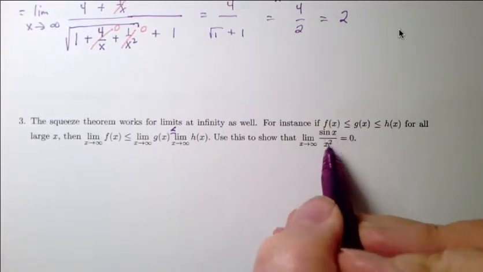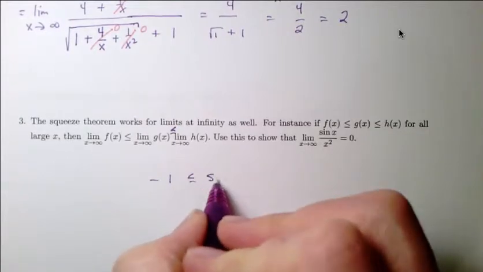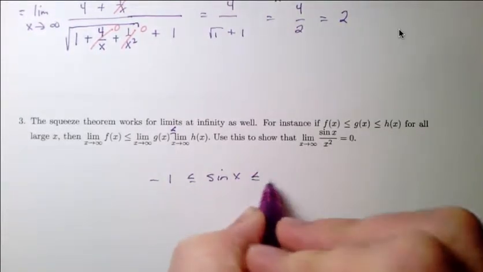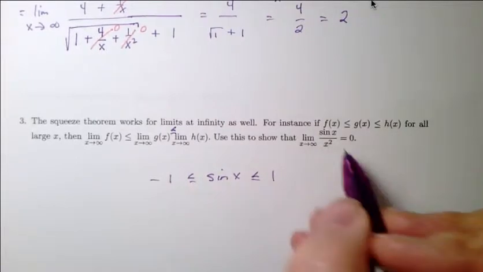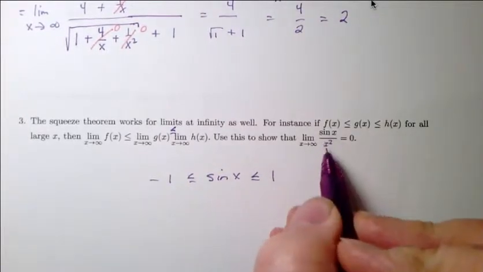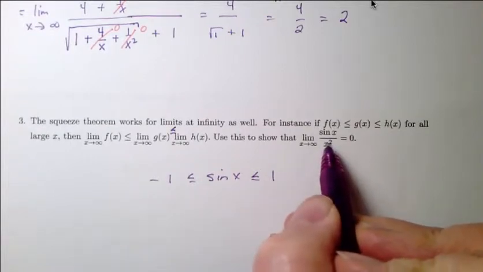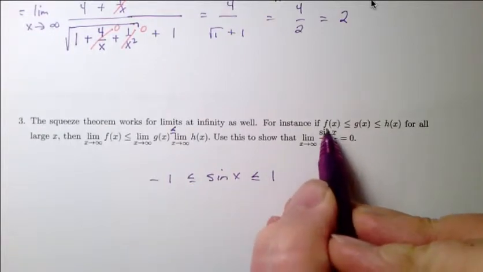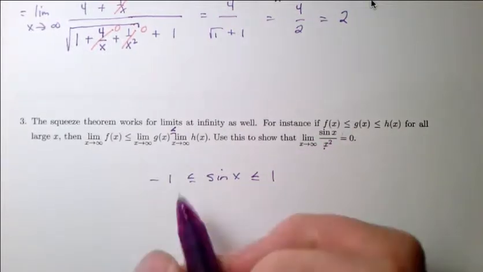Well, sine x divided by x squared. Sine x is always between -1 and +1 for any values of x. But we're not interested in just sine x. We want to divide sine x by x squared, because as x squared gets large, we're dividing the numerator, which is between plus and minus 1, by very large numbers. That should go to 0.